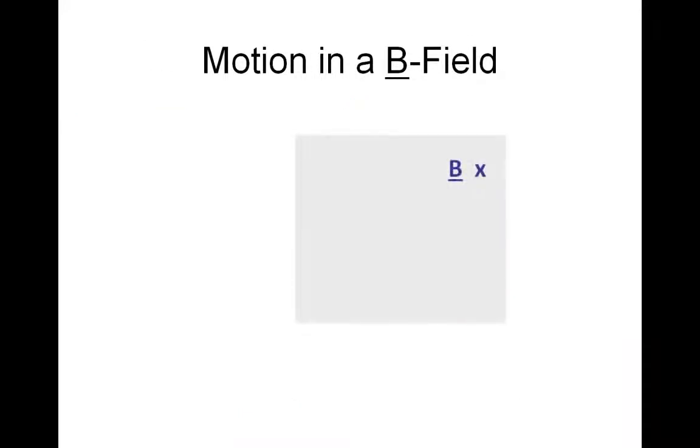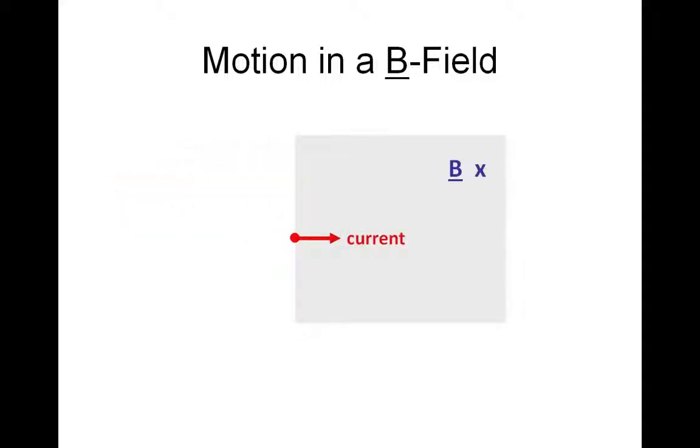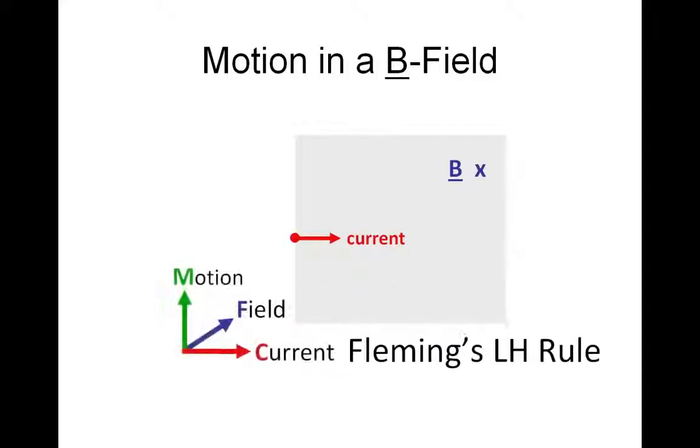Now if we look at the motion in a B field, in a magnetic field, here we have a B field into the paper, into the screen, and again we have a positively charged particle. So it's moving to the right, so our current is to the right. And using Fleming's left-hand rule, this gives us direction of force, direction of motion upwards.